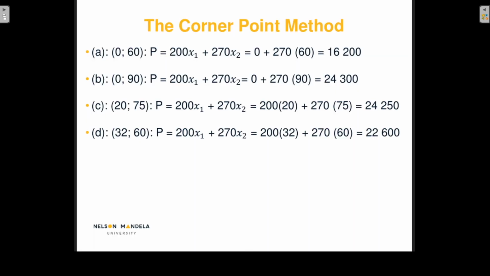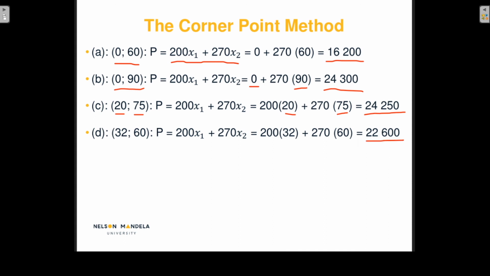Okay, in this slide, you can see for corner point A, my x1, x2 coordinates are 0, 60. I substitute it into my objective function to give me 16,200. Then for corner point B, I substitute x1 with a 0 and x2 with a 90 to get 24,300. For corner point C, the one that we solved last, my x1 is 20, my x2 75. I substitute it into my objective function and I get 24,250, and the same for corner point D.